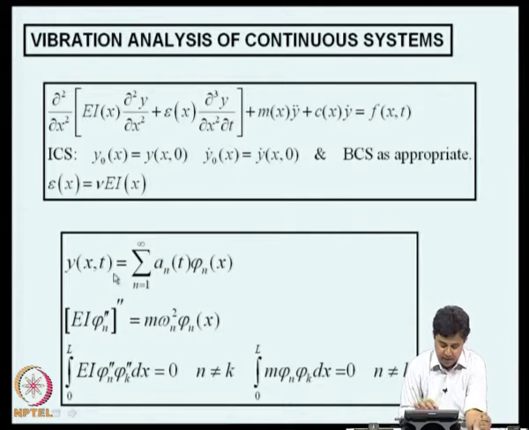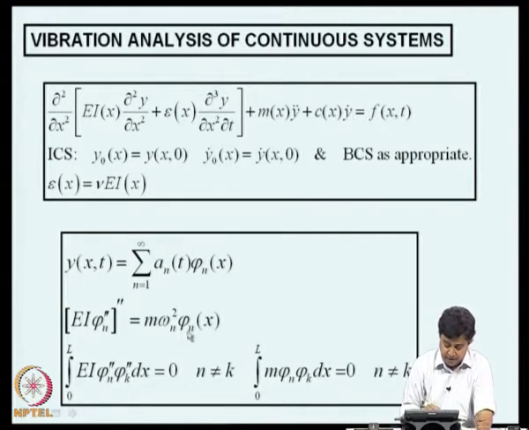We first carry out an undamped free vibration analysis and determine the normal modes. Here these are the eigenfunctions phi n of x, and they are governed by this equation. This is the eigenvalue problem, and the eigenfunctions satisfy this pair of orthogonality relations, one with respect to flexural rigidity, where the second derivative of the eigenfunctions are involved, and the other with respect to the mass function, where phi n of x and phi k of x are involved.